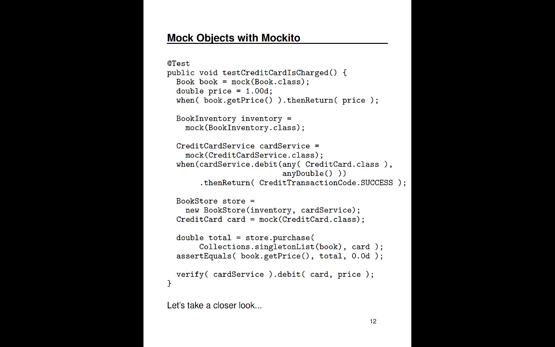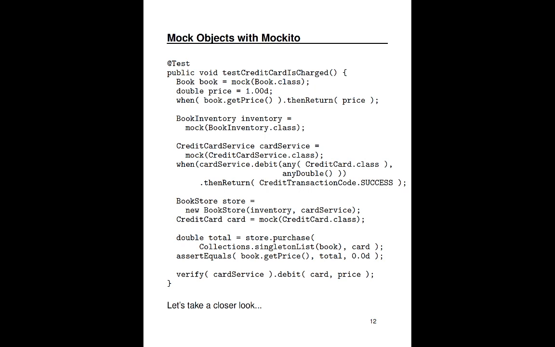So here's how we could write a similar test, the one we just saw, for verifying that the purchase method of the bookstore class interacts with a Mockito managed mock credit card service in the way that we expect. So we start out by creating a book and specifying that the price of the book is $1. We use the Mockito API to create this object and configure this object. I don't know if this is what you really want to do in the real world, but this is just for an example.